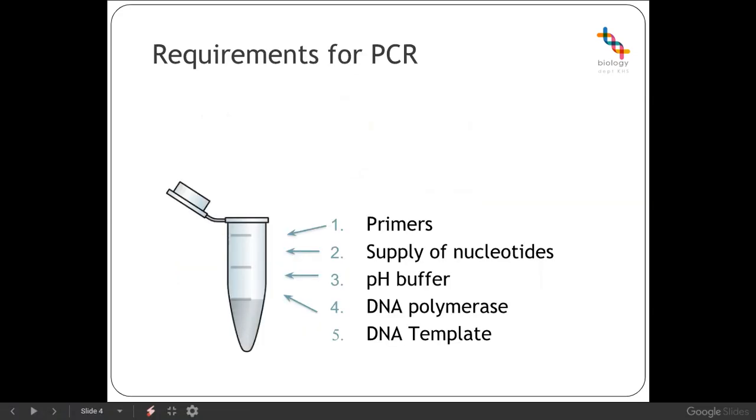So in order to carry out a PCR, you need a supply of primers. Because we are usually in a PCR amplifying or making copies of a very specific section of the DNA molecule, the primers are normally designed in advance, and these are going to be quite specific to the area of DNA that we want to copy. We also need to provide a supply of the nucleotides. So we need a nucleotide with each of the 4 bases on it: several A, several T, several C, and several G.